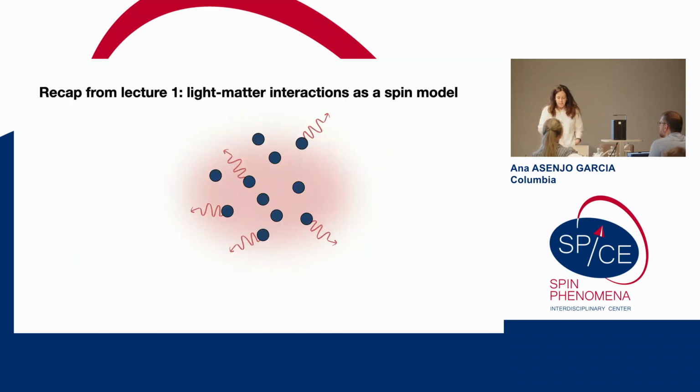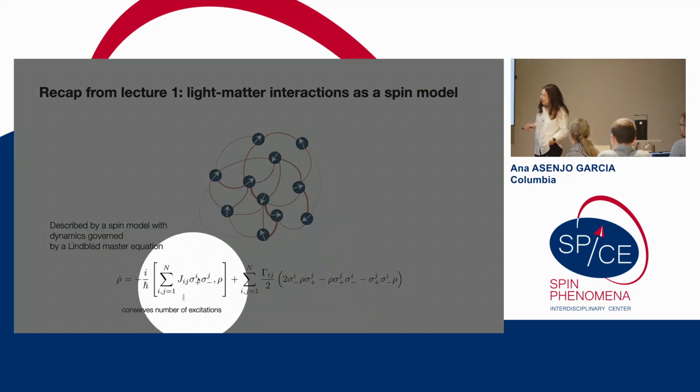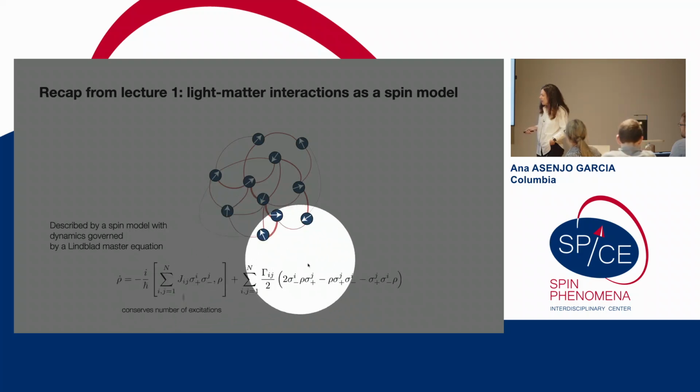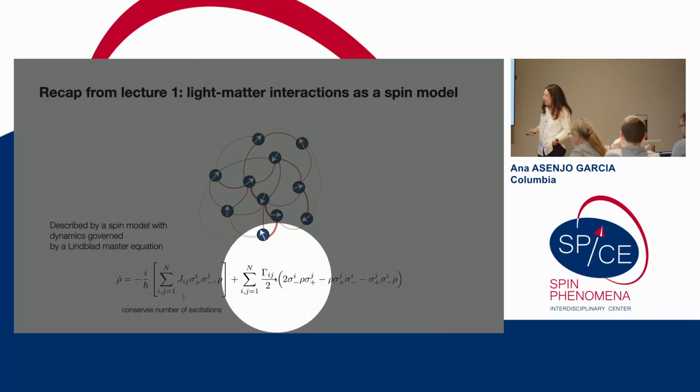So, as I mentioned in the previous slide, if we have an interacting system where the environment is Markovian, we can describe it via a spin model with a Lindblad master equation, where we have a Hamiltonian part that conserves the number of excitations, and then we have this dissipator part, which describes collective decay.